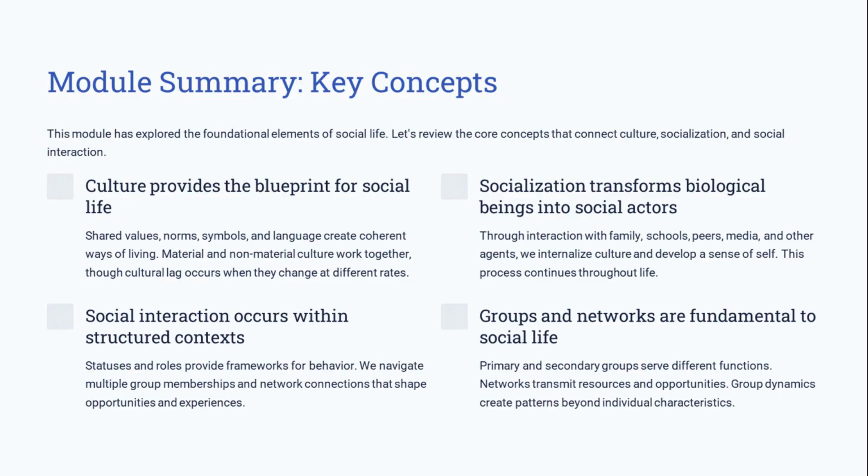Culture provides the blueprint for social life, offering values, symbols, and language that create different ways of living. Socialization transforms biological beings into social actors, helping us internalize culture and develop a sense of self. Social interaction occurs within structured contexts, providing frameworks for behavior. Groups and networks are fundamental to social life, transmitting resources and opportunities while shaping individual characteristics.